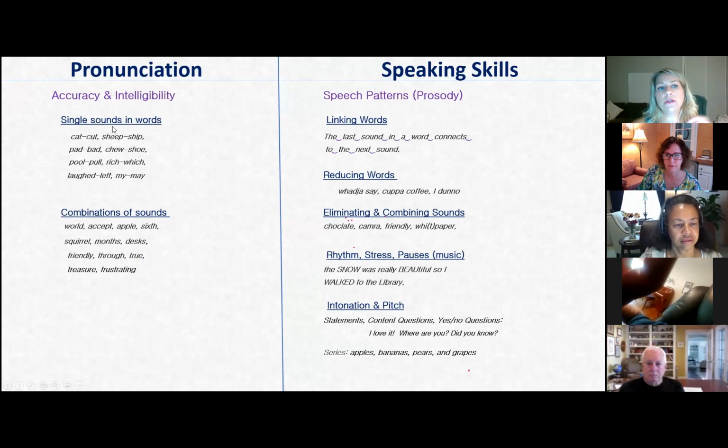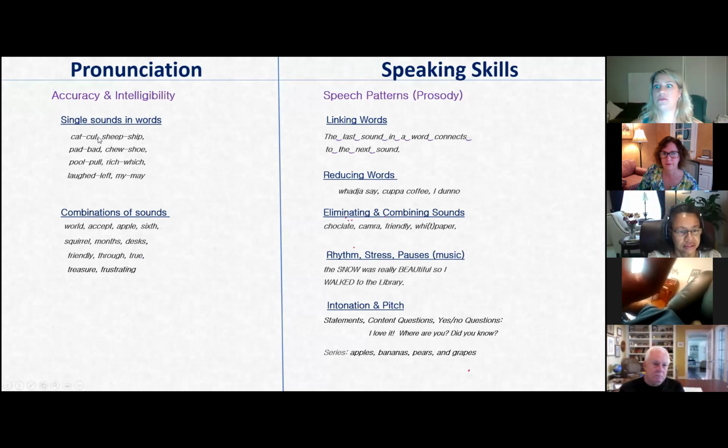When we look at single sounds, students often have a really hard time with the X sound, the sh sound, as well as that TH sound. The TH sound just makes students crazy. They have a really hard time with that sound. So we really zero in on the sounds that are causing them problems, and we do activities with those specific sounds.